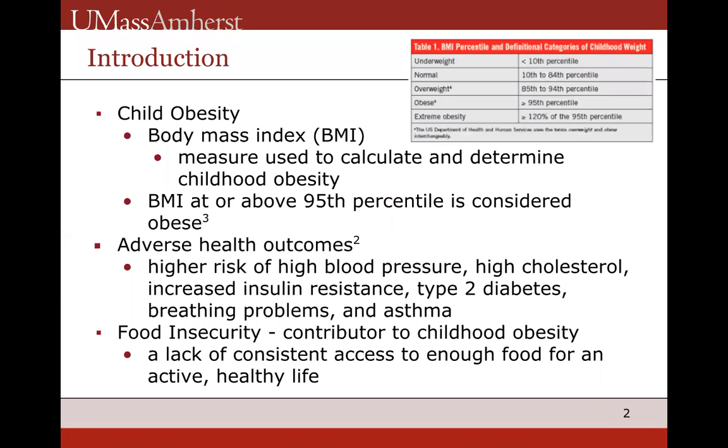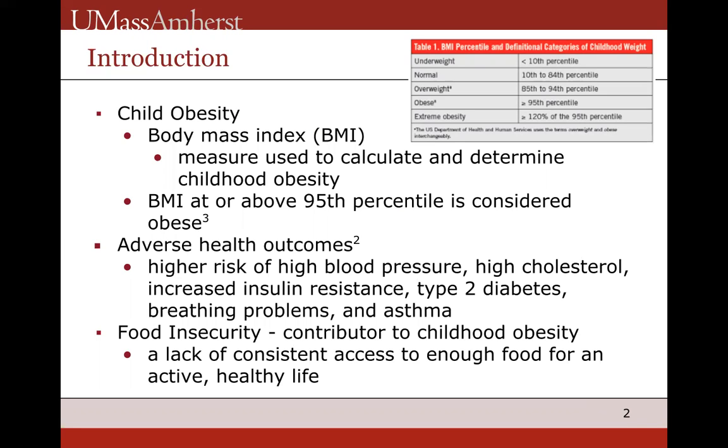BMI is the measure used to calculate and determine childhood obesity. If a child's BMI is at or above the 95th percentile, then he or she is considered obese. Some of the adverse health outcomes are higher risk of high blood pressure, high cholesterol, increased insulin resistance, type 2 diabetes, breathing problems, and asthma, along with many other more immediate health risks.